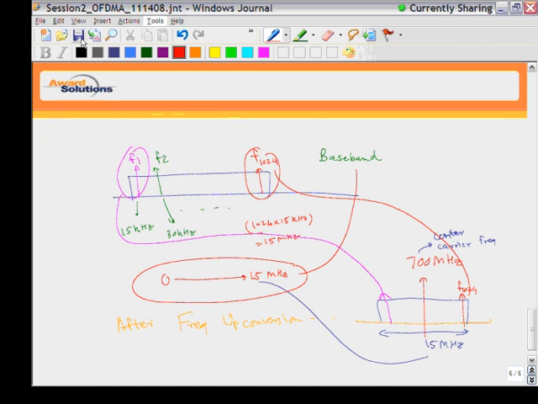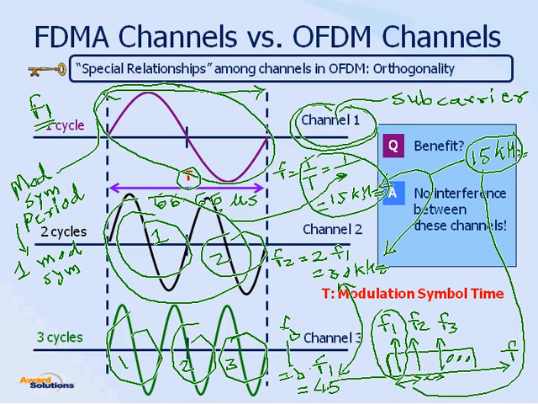Okay, another follow-up question: subcarriers are orthogonal because they are multiples of one? Correct, at the baseband. Absolutely correct. They are multiples of the base frequency. Very good. So let's go back to our discussion of the basic OFDMA.